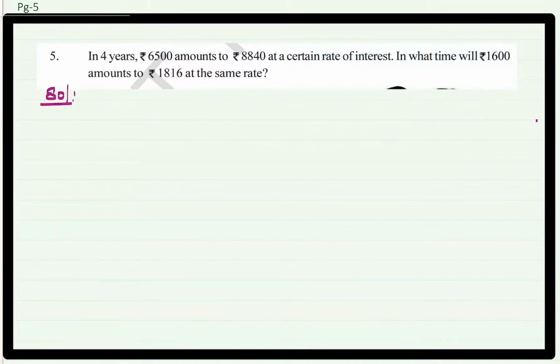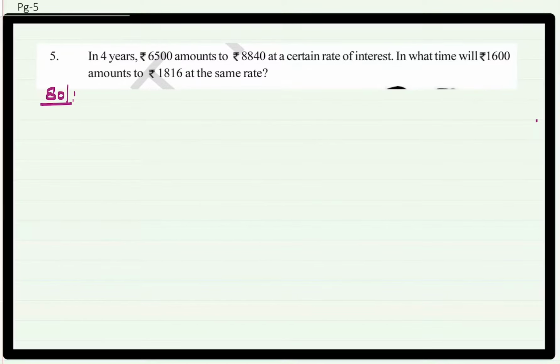In 4 years, rupees 6,500 amounts to rupees 8,840 at a certain rate of interest. In what time will 1,600 amount to 1,816 at the same rate? So here in this question we have to answer two questions. First we have to find the rate of interest in the first problem. Using the same rate of interest we have to find the time period. So the two problems we have to do.